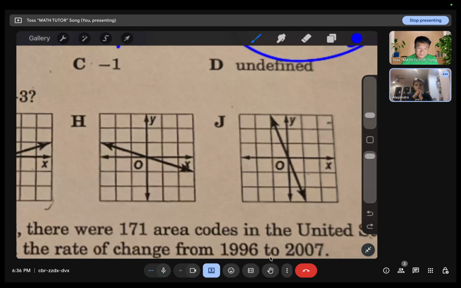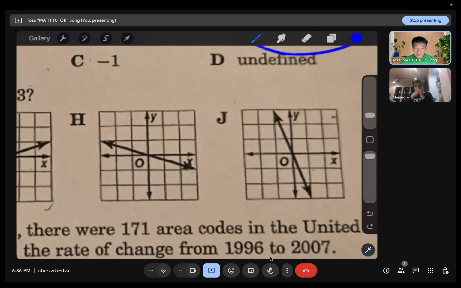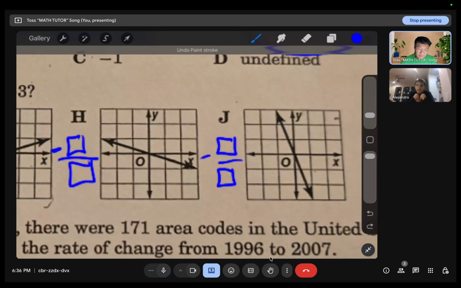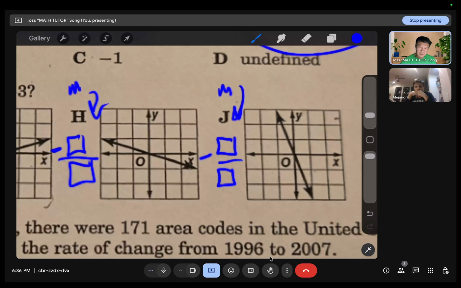And we'll prove it. J. Okay, it is J. Now, why? Because if you remember, right now you can put the negative in front, because you just learned the concept of the sign being increasing, decreasing. We're talking about slope, M, the slope value.